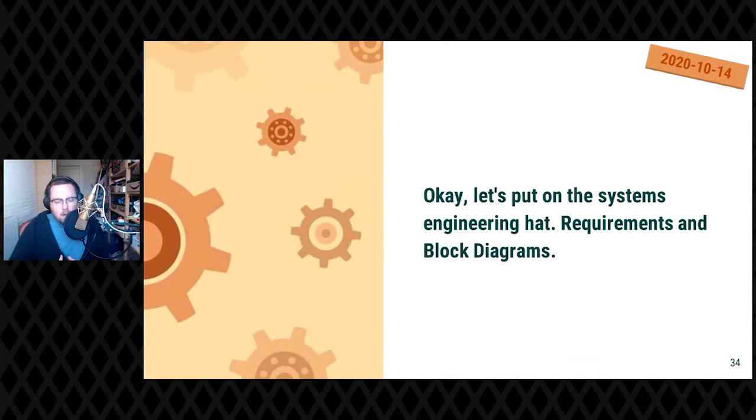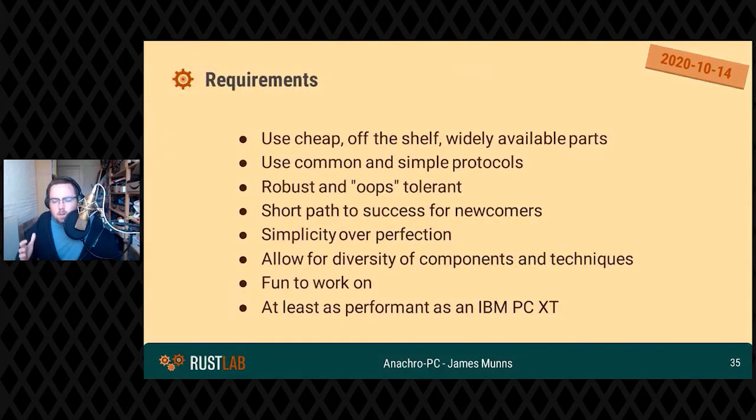So I'm a very systems engineering kind of person, and that for me means writing down requirements and drawing block diagrams. So if I was thinking about an Anachro-PC, what kind of requirements would I put on that, and what kind of block diagrams would I draw? Well, for this PC I want to be able to use only cheap, off-the-shelf, widely available parts. I want everyone to be able to use either the stuff they already have on their shelf or in a drawer, or, if they're just looking to get started, stuff that they can buy off the shelf for pretty cheap today.